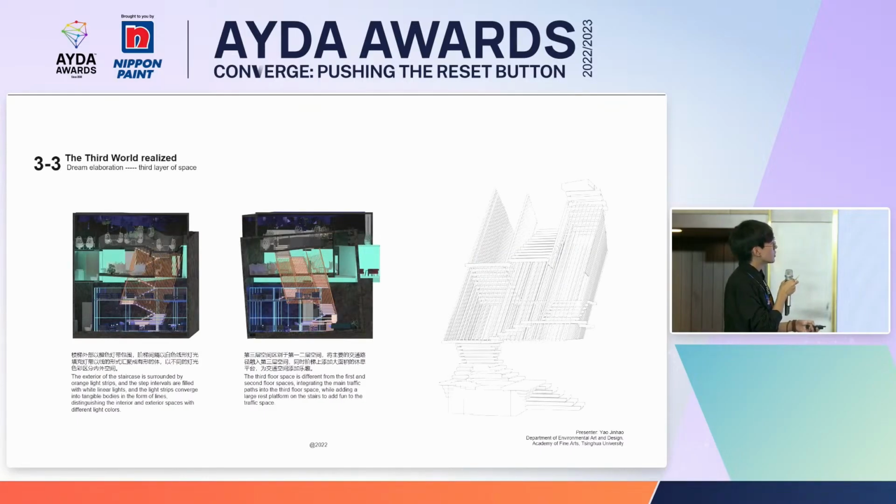So this is where we enter the third floor. Where the stairs on the exterior are surrounded by orange light strips, and the steps are illuminated with white linear light. And different colors distinguish the inner and outer spaces of the light strips that converge into a tangible body, so it delivers a strong sensory experience.